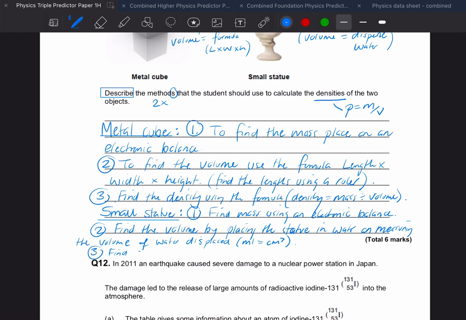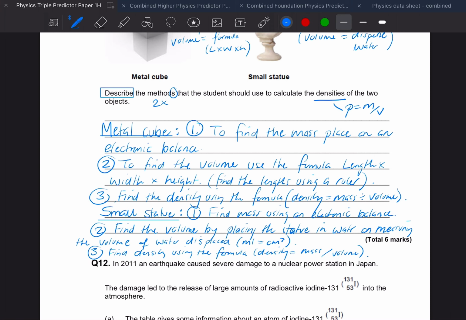Find density using the formula. Density equals mass divided by volume. All right, that's again, so read it back and check that you've answered it. So have I described the 2 ways? Yeah, I've got each way. Will I find density? Yes, I've described the steps of how to get the mass for each and how to get the volume for each.